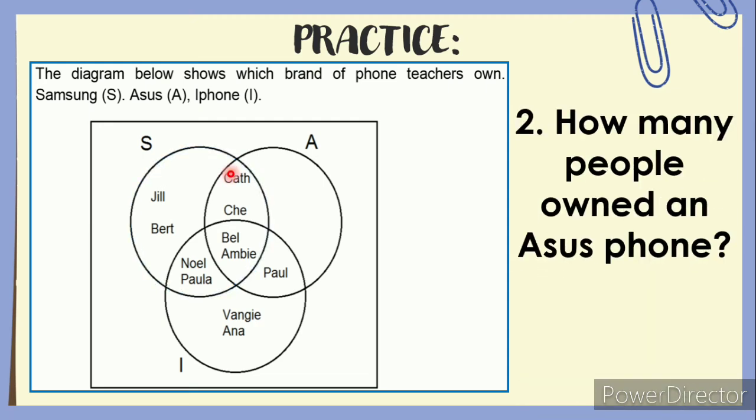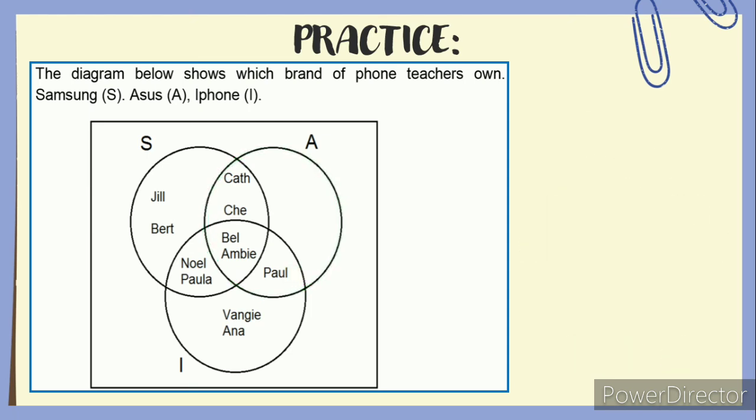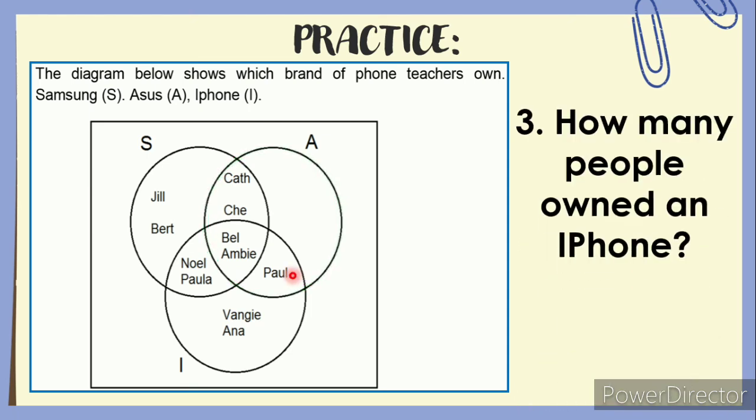Number 2. How many people owned an Asus phone? We have Kat, Che, Belle, Ambi, and Paul. We have 5. Number 3. How many people owned an iPhone? So we have Belle, Ambi, Paul, Noel, Paula, Banji, and Anna. So we have 7.